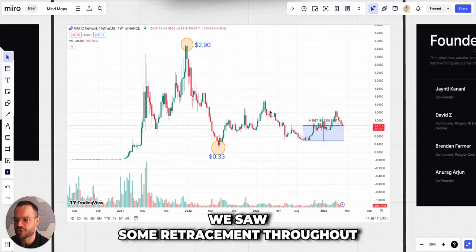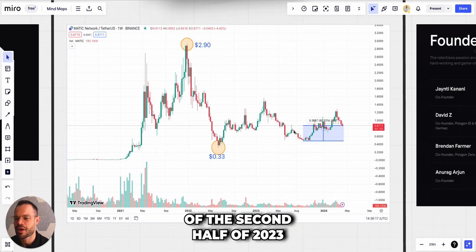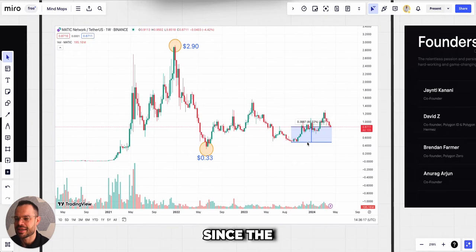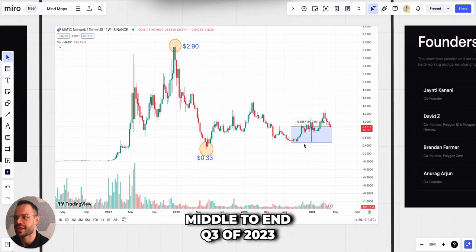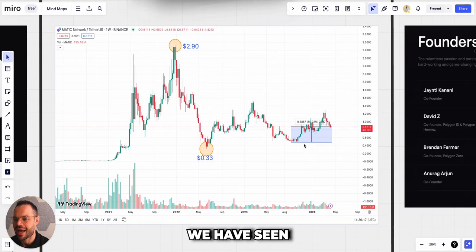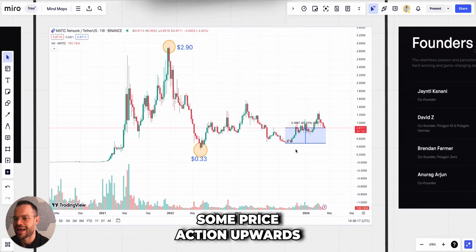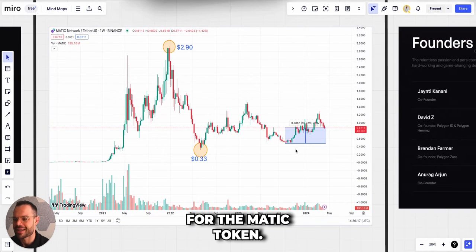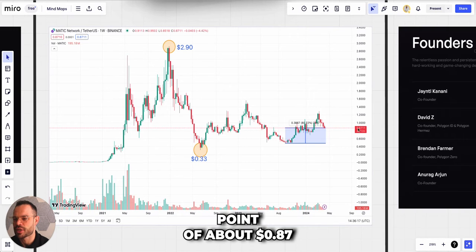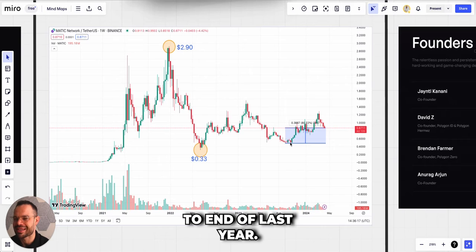Again, we saw some retracement throughout the course of the second half of 2023 before bottoming out around the 45 cents mark. Since the middle to end of Q3 of 2023, we have seen some price action upwards for the MATIC token. We're currently sitting at a price of about 87 cents, so it is up over 80% since those 2023 lows towards the middle to end of last year.